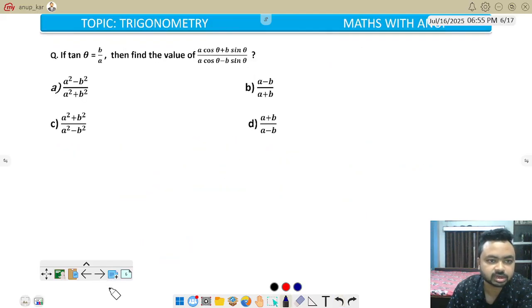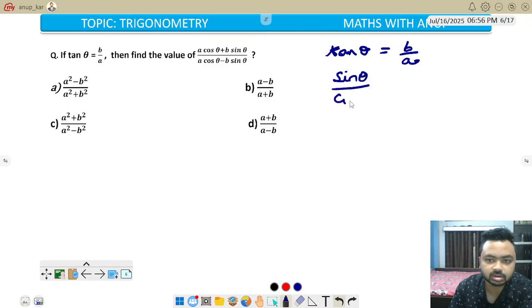Next, moving to the next question. Here it is given that tan theta is equal to B upon A. Then we know that tan theta is sin theta upon cos theta.